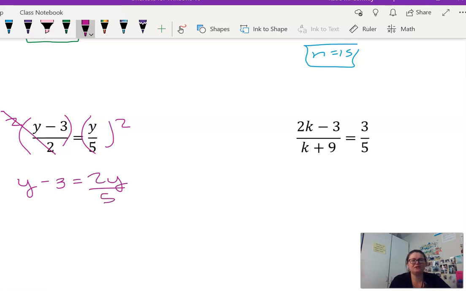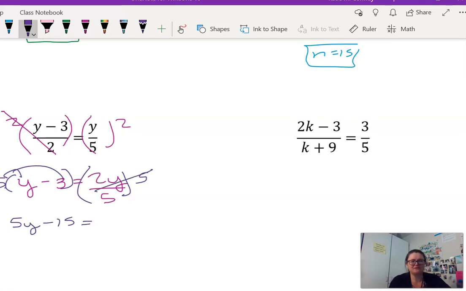And you only multiply the numerators. You don't have to multiply the denominators because, well, that would be division anyway. Now we need to multiply by the 5 to get rid of the 5. So then we distribute the 5 here. So that's 5y minus 15 equals, those 5s cancel, so you just have 2y on this side. Now we have variables on both sides.